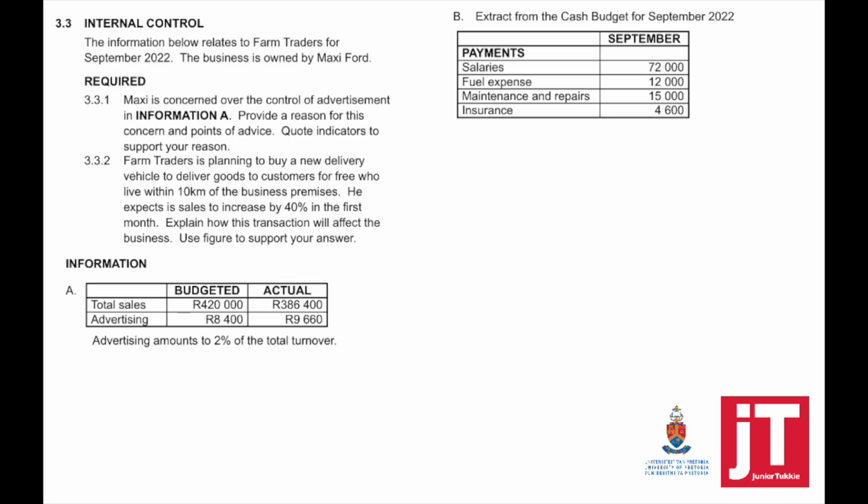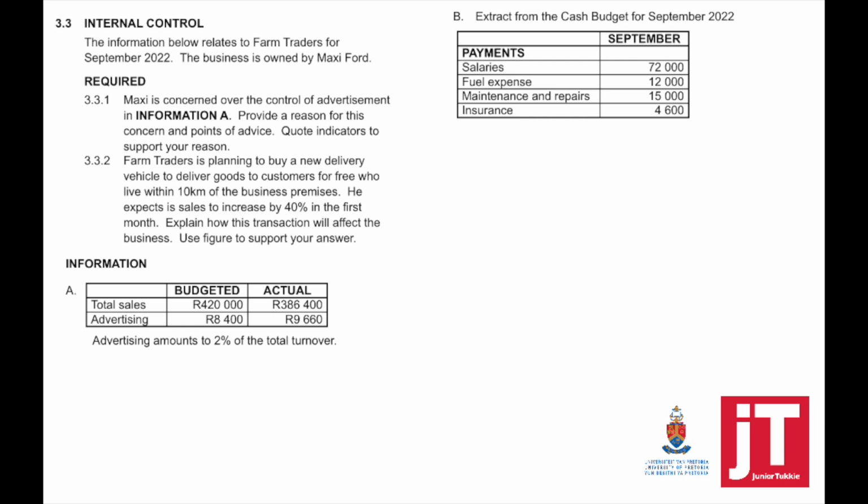Question 3.3, internal control. The information below relates to Farm Traders for September 2022. The business is owned by Maxi Ford. Required? Maxi is concerned over the control of advertisement in Information A. Provide a reason for this concern and a point of advice. Quote indicators to support your reason or figures.